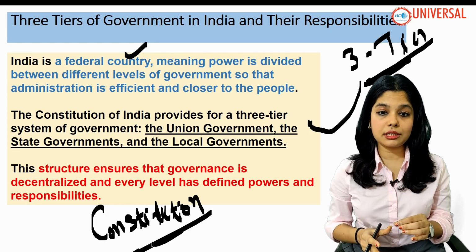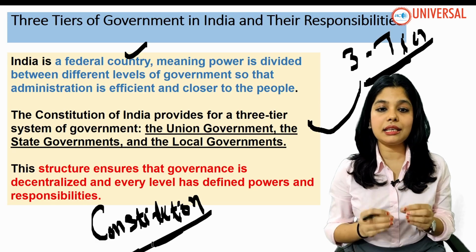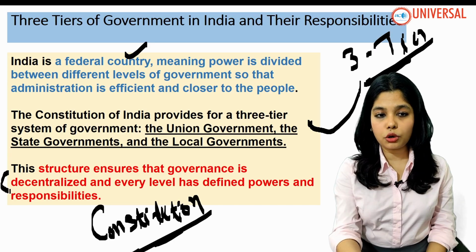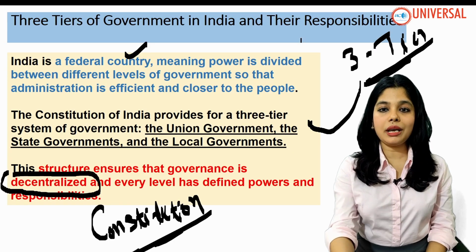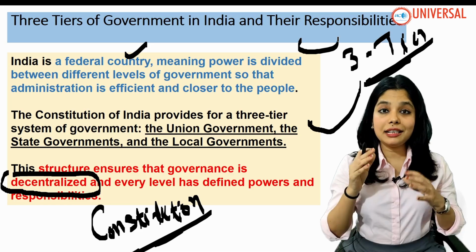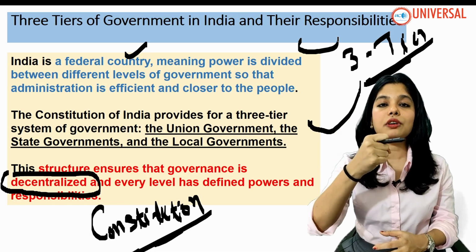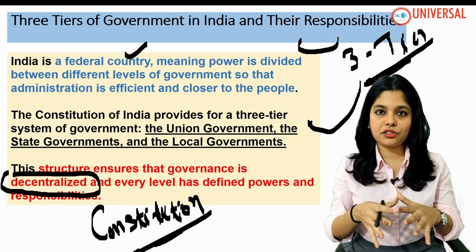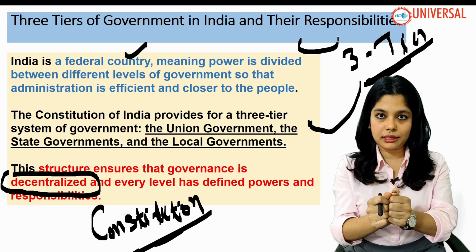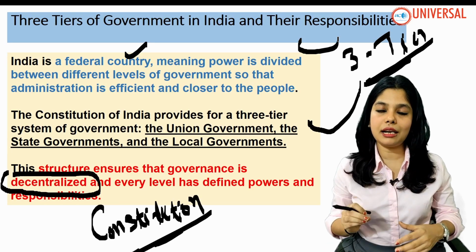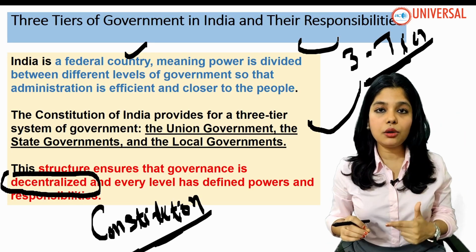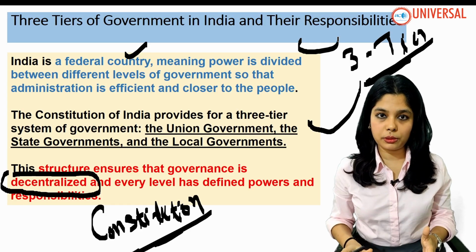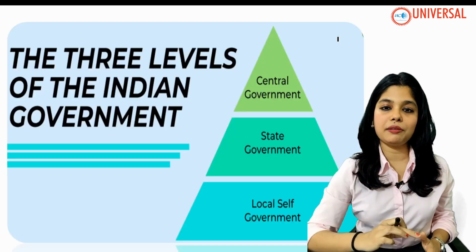The structure ensures that governance is decentralized and every level has defined powers and responsibility. What do you mean by decentralized? Decentralized means it will not be concentrated at the top. It will be distributed. Decentralized power means not centralized. It will be distributed at every level, that is the union level, state level and the local level, each having a defined set of powers and responsibility.